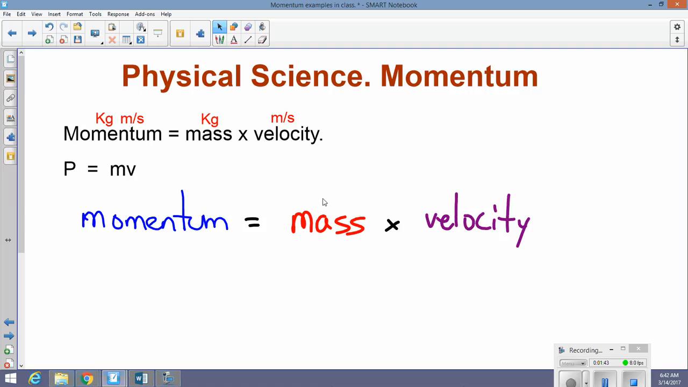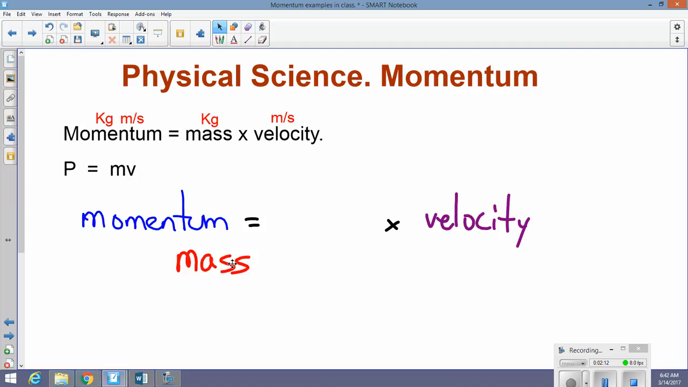But what if I want to look for velocity? Okay, leave velocity alone, leave mass alone, and move mass down. So now I have momentum divided by mass equals velocity. Again, I didn't move momentum. Momentum stayed put. I moved the mass down, and I'm dividing: momentum divided by mass equals velocity.